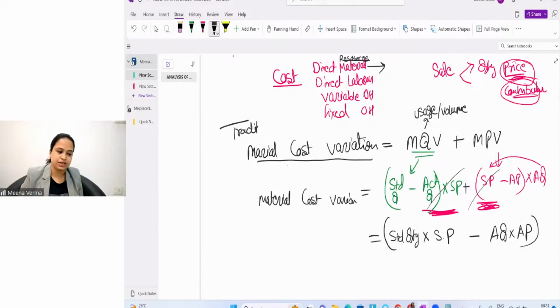This is all you have studied in traditional variation. This you can further classify into planning variation and operational variation. So whenever they ask for planning variation, for all of these you can find the planning variation. What do you have to consider? Budgeted standard quantity.